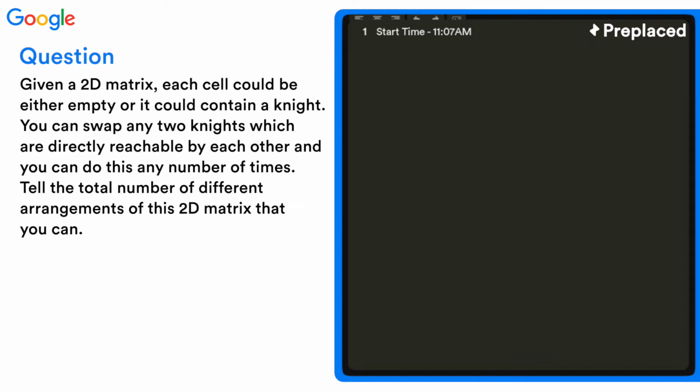reachable by each other, and you can do this any number of times, even on the modified cell. I'll tell you what it is. The final thing is that you want to tell the total number of different arrangements of this 2D matrix that you can have.